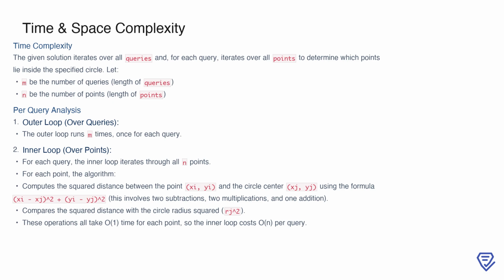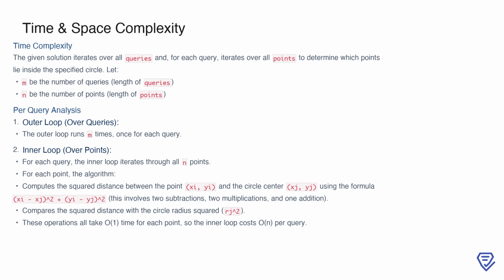For each point, the algorithm calculates the squared distance between the point and the circle's center using the formula (xi - xj)^2 + (yi - yj)^2. This involves basic arithmetic operations, 2 subtractions, 2 multiplications, and 1 addition, all of which are constant time, or O(1). Afterward, the squared distance is compared with the circle's squared radius to check if the point lies inside the circle. This comparison is also an O(1) operation. Since the inner loop processes n points for each query, it has a time complexity of O(n).